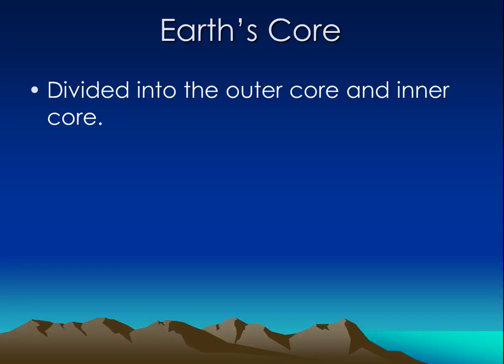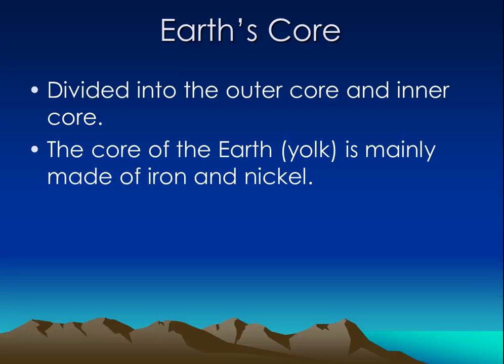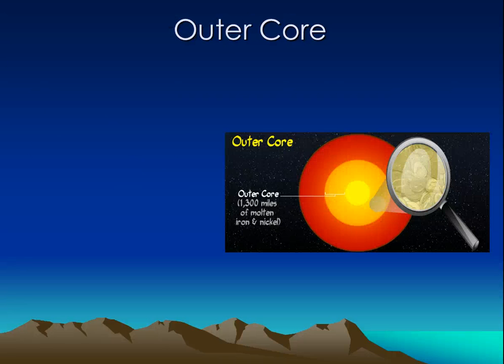Let's talk about Earth's core. As I said, it can be divided into the outer core and the inner core. The core of the Earth, the yolk in our egg analogy, is mainly made of iron and nickel. One of your challenge questions is to compare the outer core and inner core. So let's see how they're different.